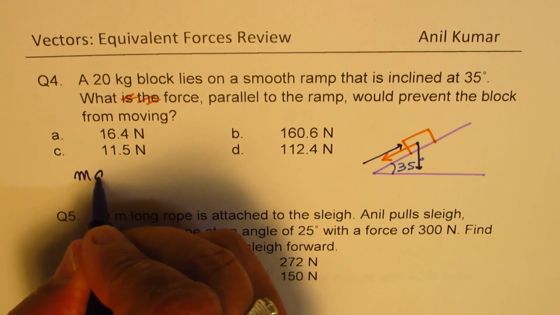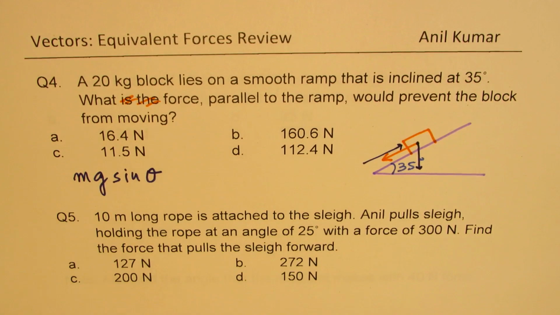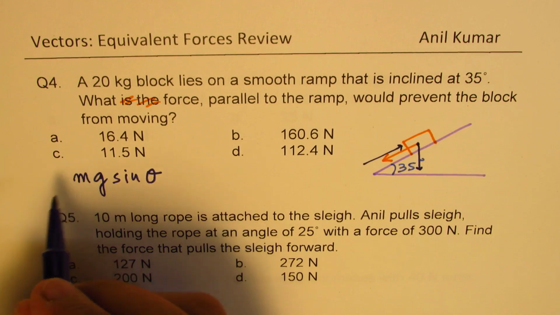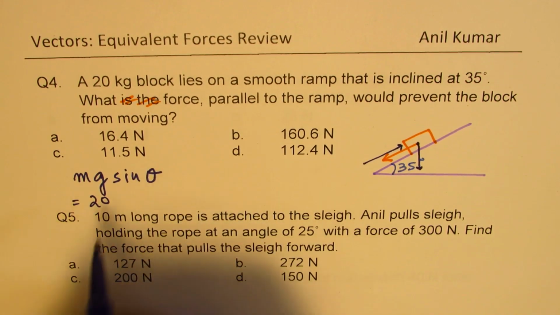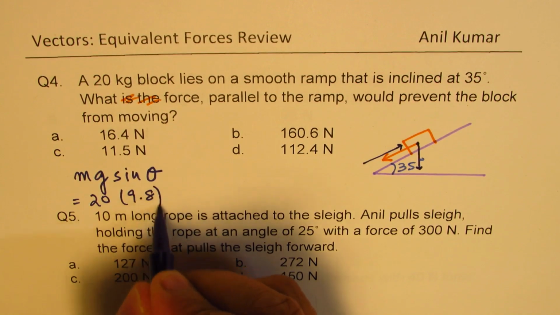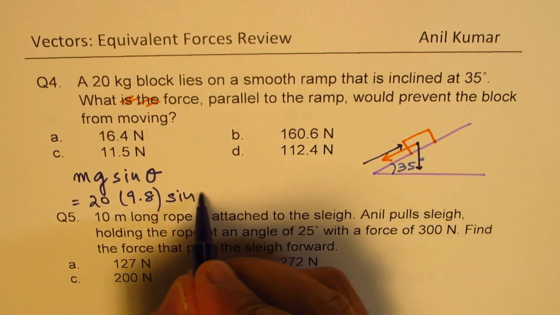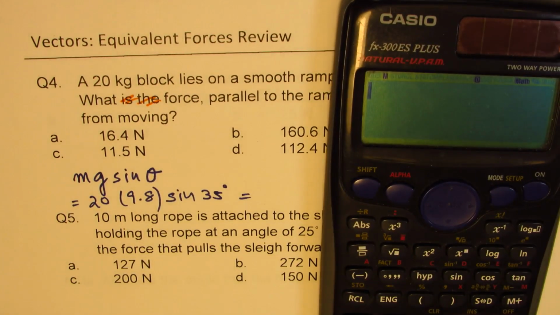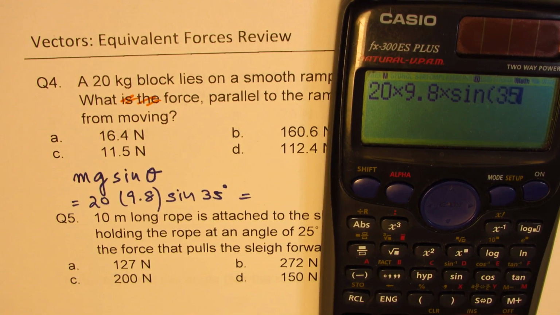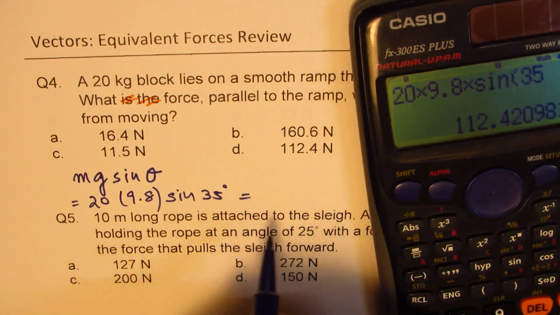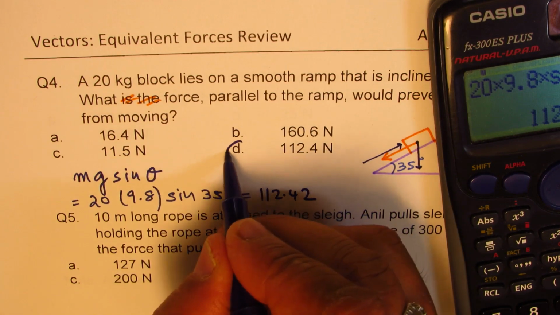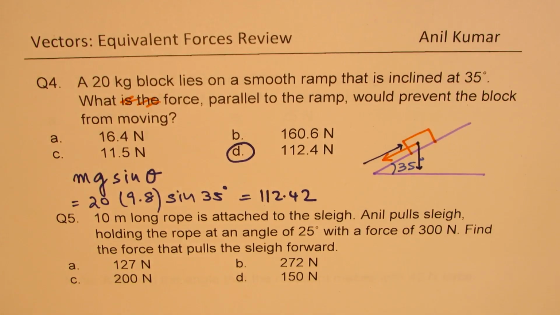It is mg sine theta, correct? So we are given the mass of 20 kg, right? So that force is 20, gravity is 9.8, and then we have sine of the angle, which is 35 degrees. So that should be your answer, right? So 20 times 9.8 times sine of 35 degrees is 112.42. So which is D. So that is the answer for the given question. Clear?